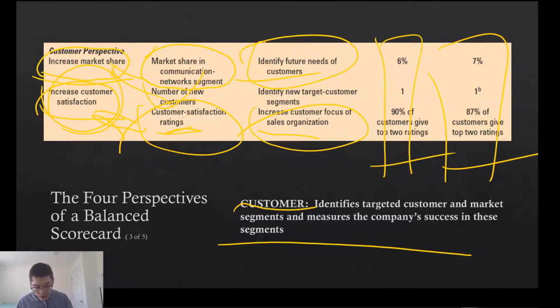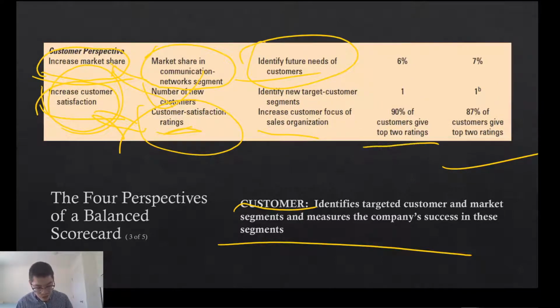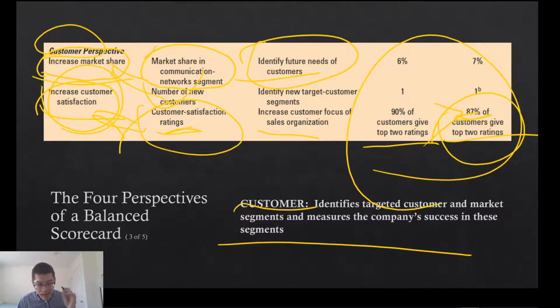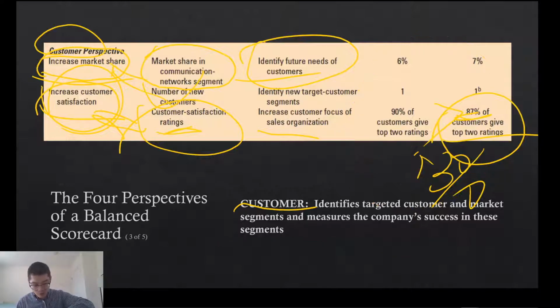Our target customer satisfaction rate is 90% of customers gave top 2 ratings. Basically, it's 5 stars and 4 stars, right? And our actual performance is 87% of customers giving top 2 ratings, and we're 3% short. By looking at this from customer perspective, how are we able to increase that 3% of customer satisfaction? That is the question we are asking, and that is the problem we are trying to solve.